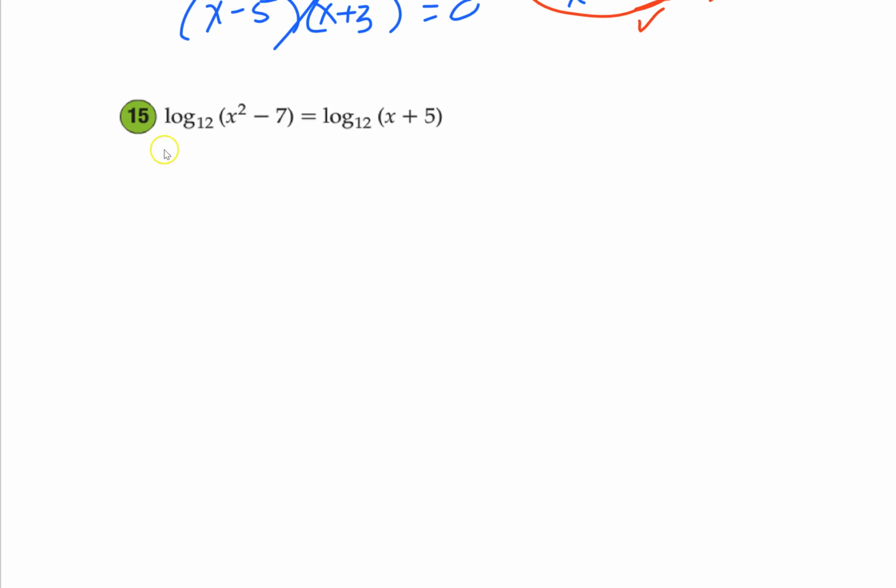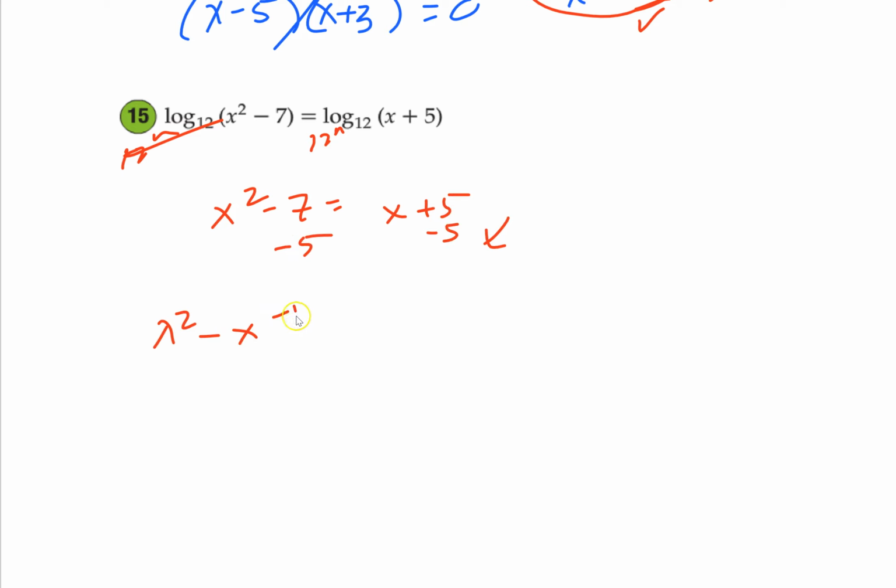So another one real quick. Let's take 12 to both sides. These cancel. X squared minus 7 equals x plus 5. Set equal to 0. Minus 5, minus 5. Factor it. X minus 4 and x plus 3. I can do math. Split it. X equals 4 and negative 3. Now let's check these.